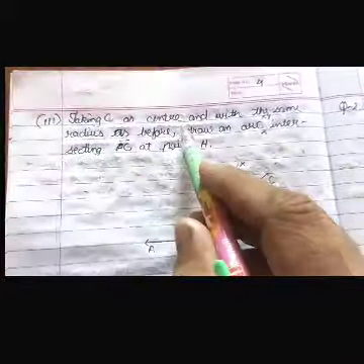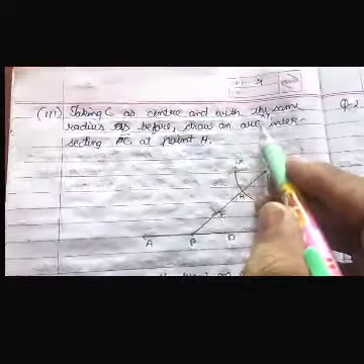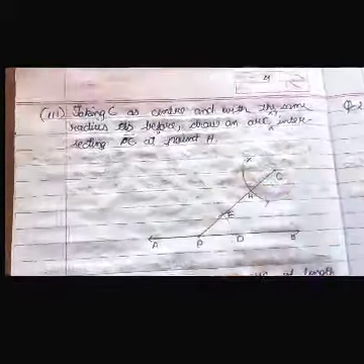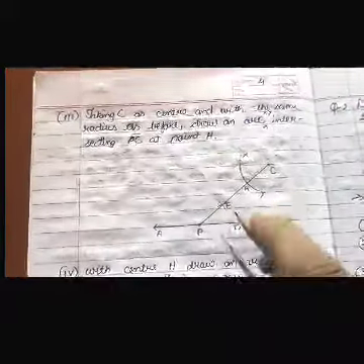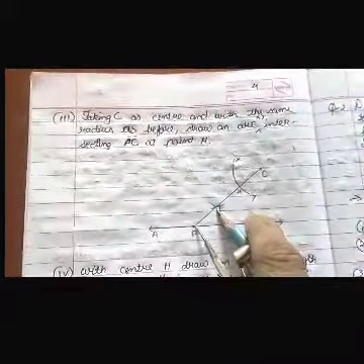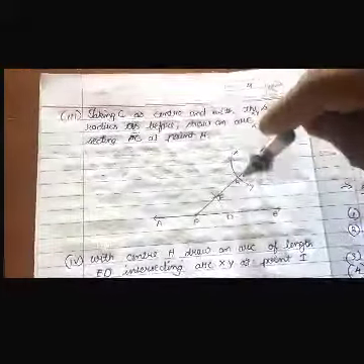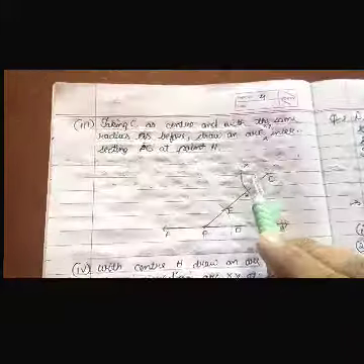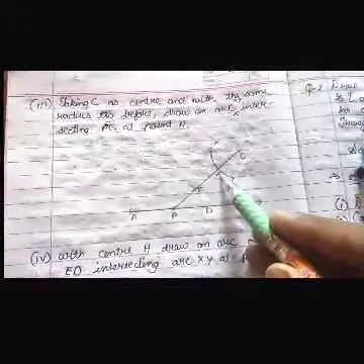taking C as a center and with the same radius as before, draw an arc intersecting PC at point H. Now dear student, with the same radius which we had taken to draw this arc, place your compass on C and draw an arc, name it arc XY, which intersects line segment PC at point H.